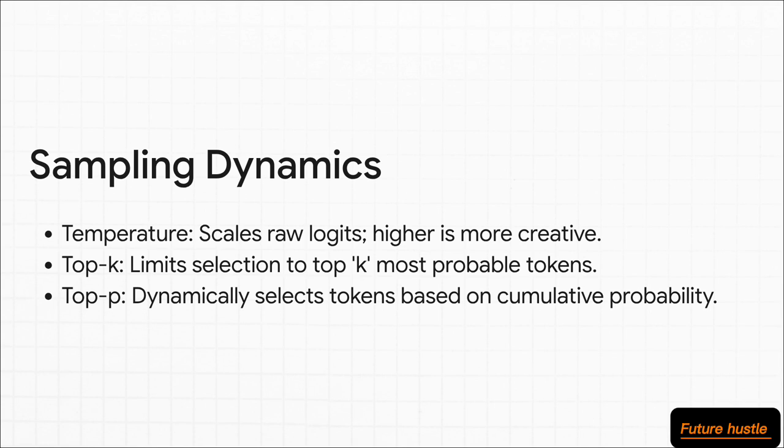Temperature scales the raw probabilities. Turn it down, and the AI is super conservative and factual. Turn it way up, and it gets wildly creative and random. Top K strictly limits the AI to only even consider the top set number of most likely words, say the top 50. And Top P dynamically limits the vocabulary based on a cumulative probability threshold, essentially adapting to how confident the model is at that exact millisecond.